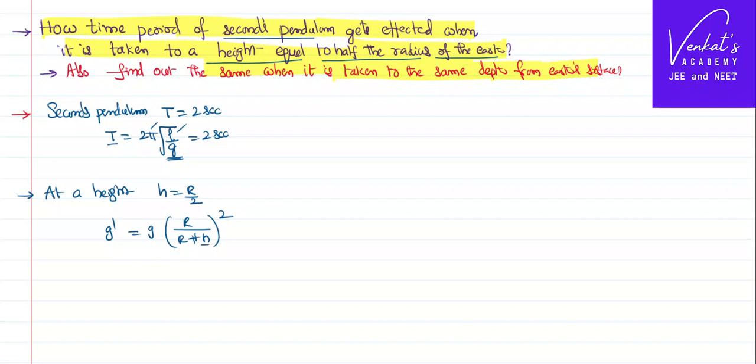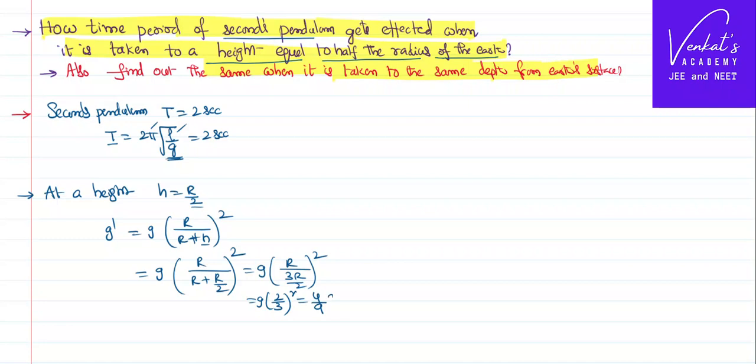In this case, H is equal to R by 2. So G of R by R plus R by 2 whole square. That is G of R by 3R by 2 whole square, since R plus R by 2 is 3R by 2. So its value will be G of 2 by 3 whole square, that is 4 by 9 times G. That is the new gravity.